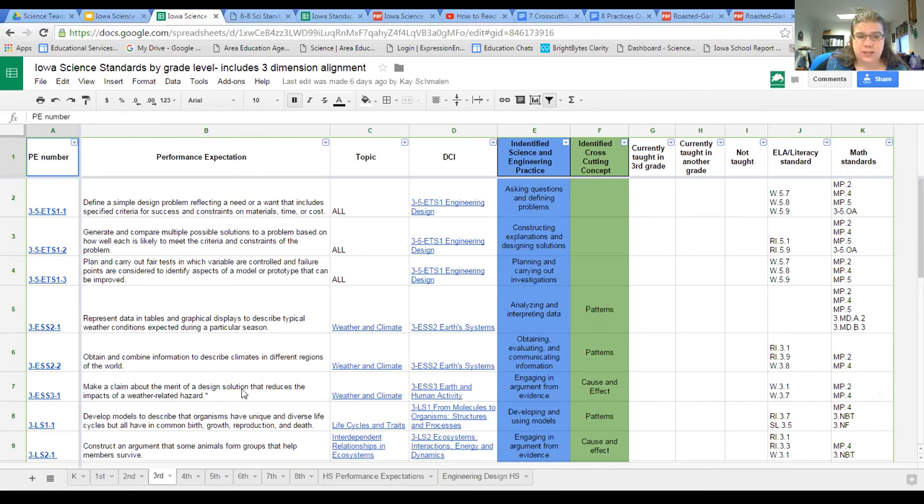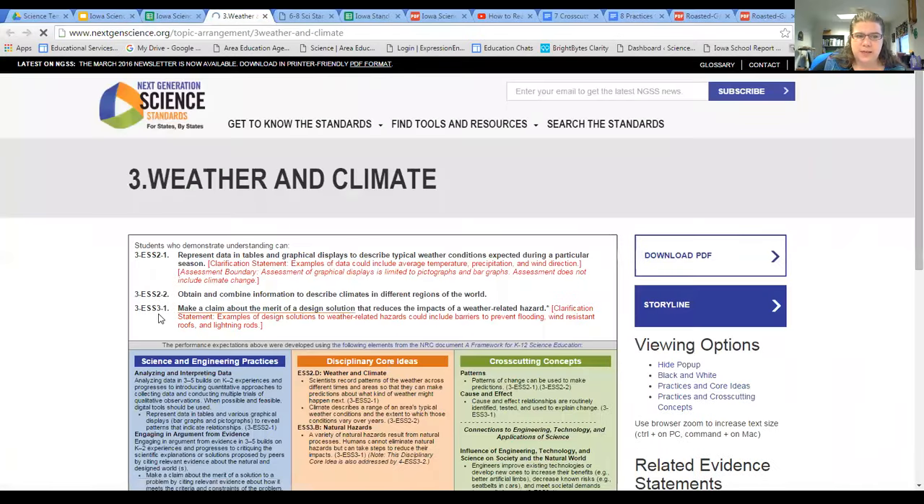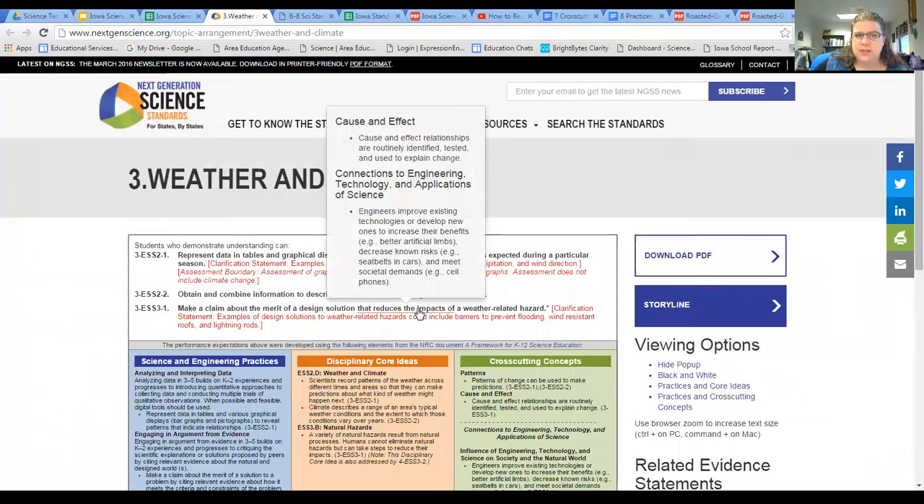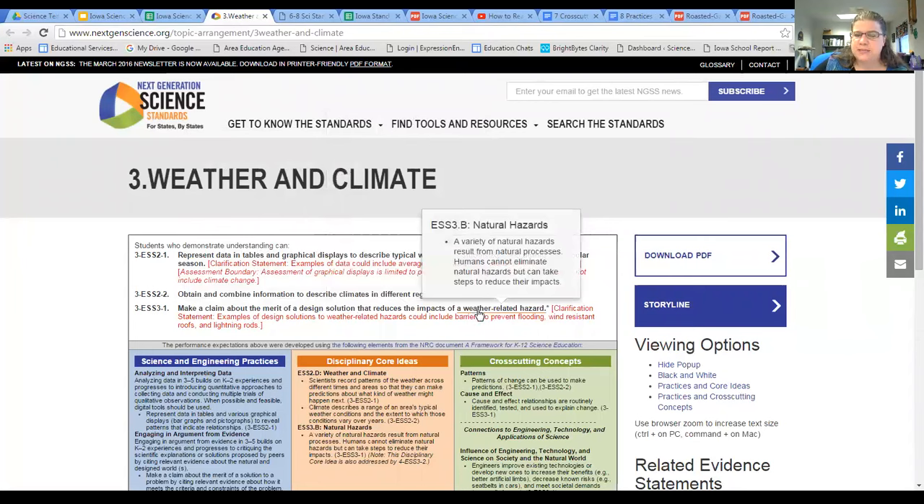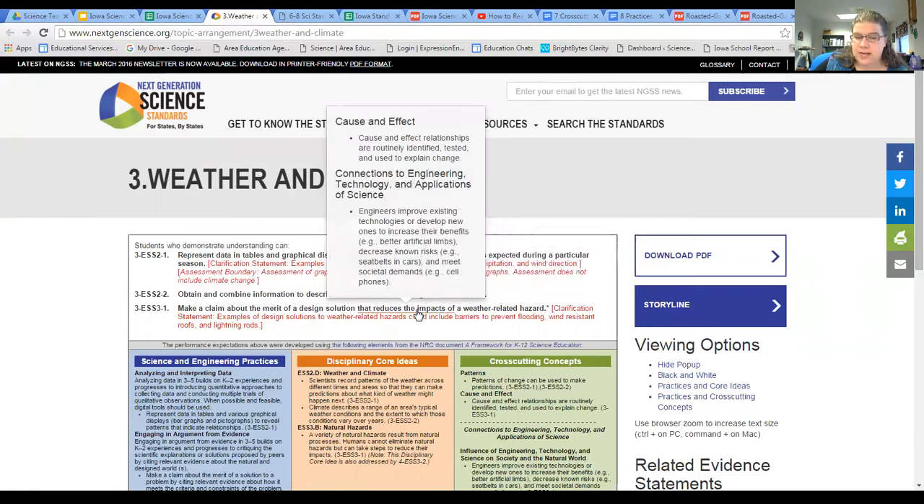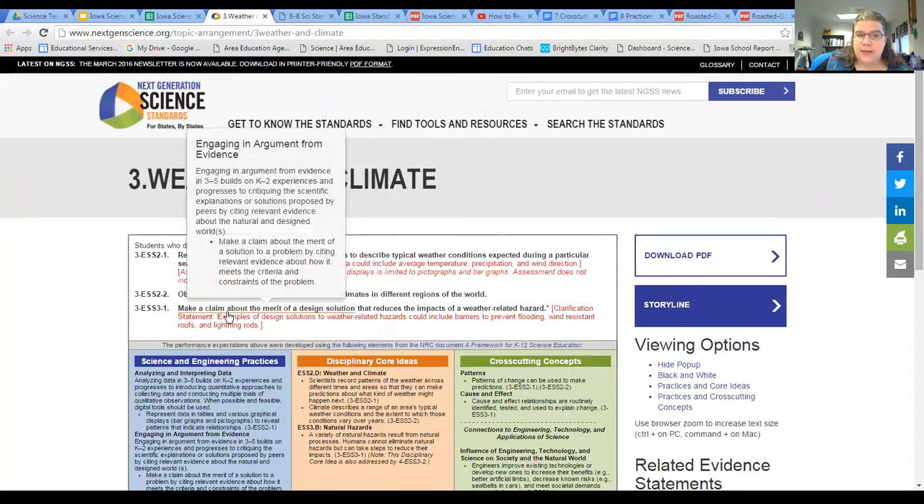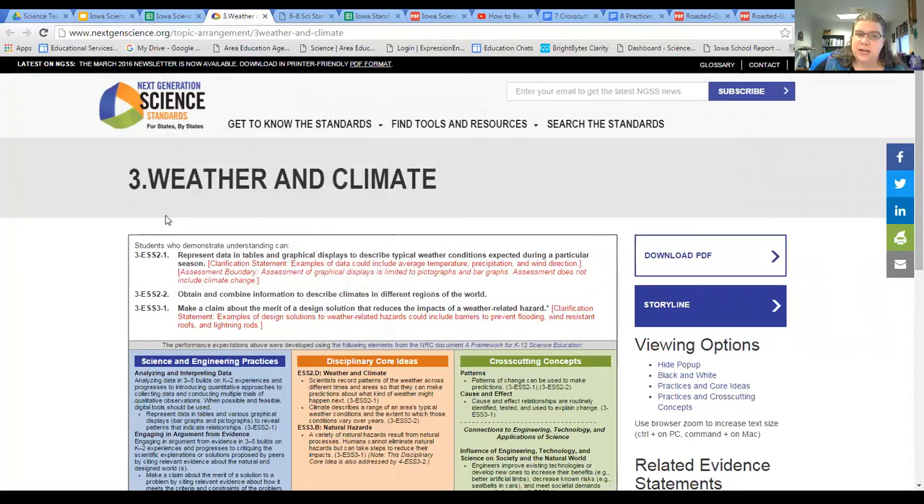So again, let's take a look at this one, and I'm going to go right to that topic arrangement where this one will be. So we were just looking at 3.1. So here's my making a claim. So my practice is engaging in the argument. Here's my cause and effect. And this is my disciplinary core idea of natural hazards. So this was my cross-cutting concept, my disciplinary core idea, and my practice. And in this weather and climate unit, Next Generation felt that these two other standards would fit well with that.